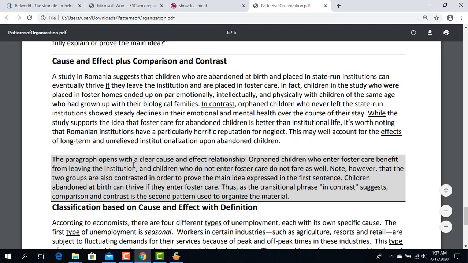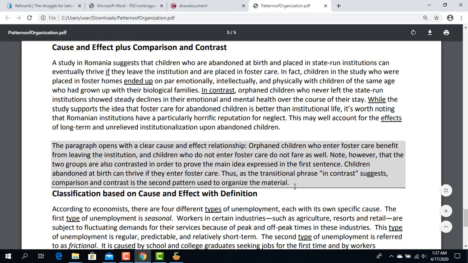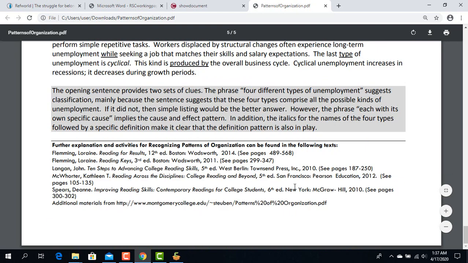Okay, so the paragraph opens with a clear cause and effect relationship: orphan children who enter foster care benefit from leaving the institution, and children who do not enter foster care do not fare as well. Note, however, that the two groups are also contrasted in order to prove the main idea expressed in the first sentence. So I think here is the discussion.